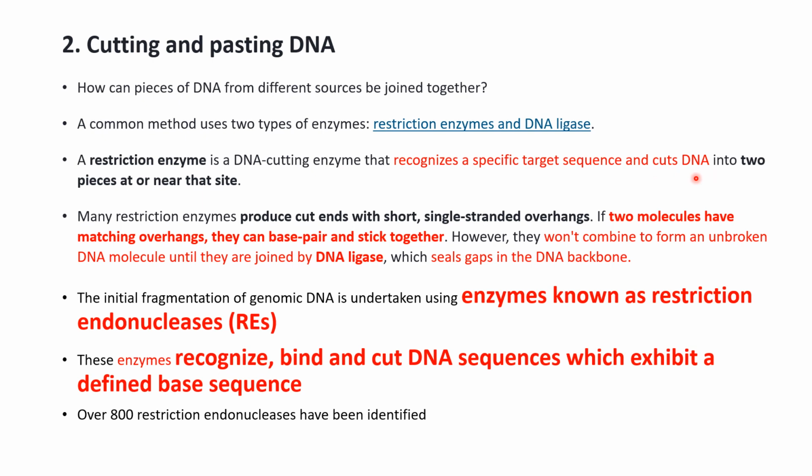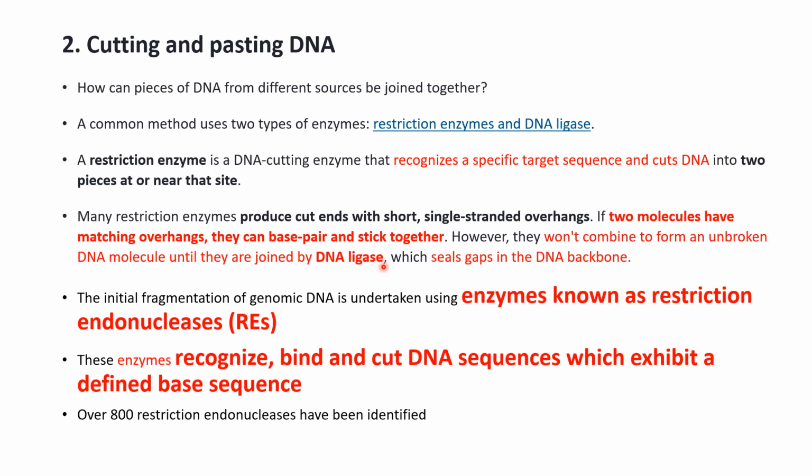Okay, so we're saying they have the ability to recognize a specific target sequence and cut DNA into 2 pieces at or near the site. Many restriction enzymes produce the cut ends with short single-stranded overhangs. So if 2 molecules have matching overhangs, they can base pair and stick together. However, they won't combine to form an unbroken DNA molecule until they are joined by DNA ligase.